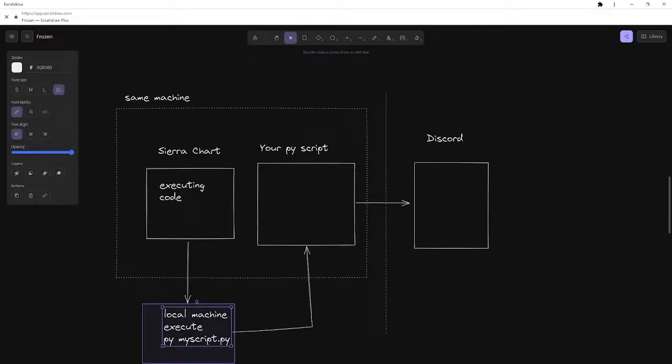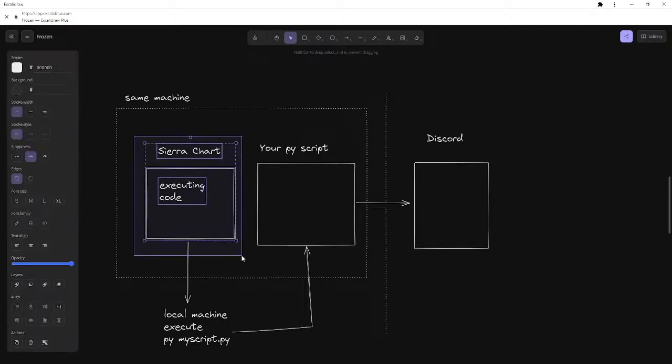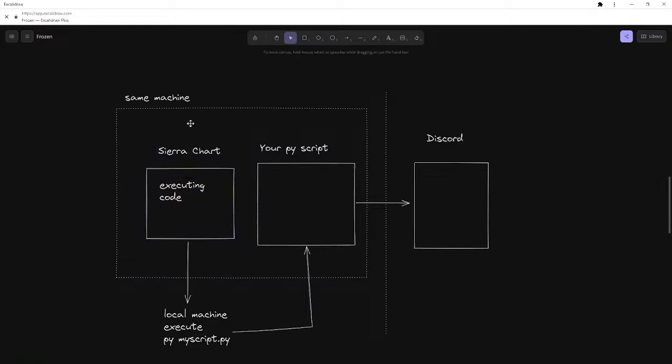This mechanism would require you to make pretty much no changes to your Python script. All you'd have to do is, in Sierra Chart, when you have that alert become truthy, look up the call for how to execute a local Python script, like run a command locally on your machine, and it's C++, so you can do pretty much anything. I don't actually know what the direct command is for doing that, but I'm sure a Google search away will find it.